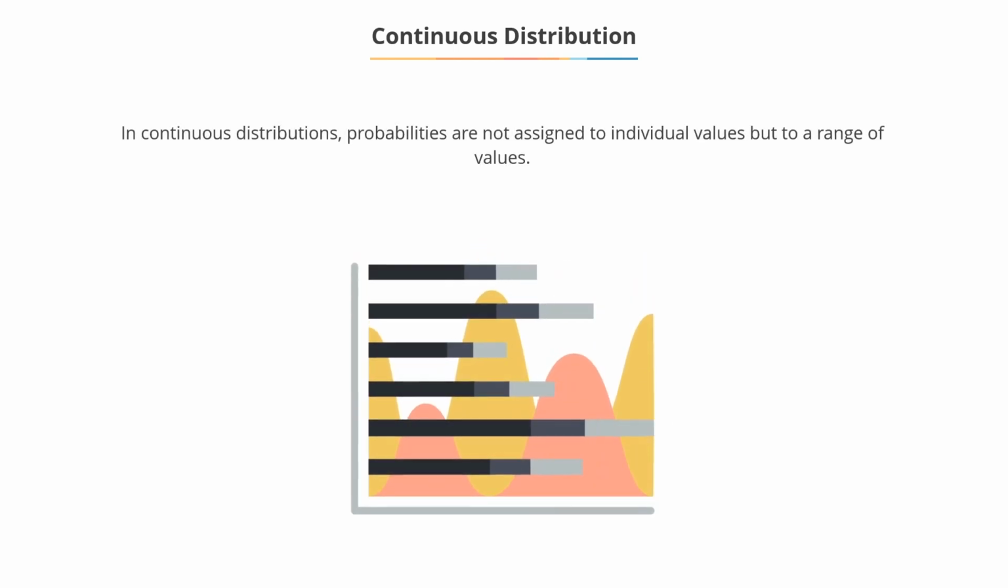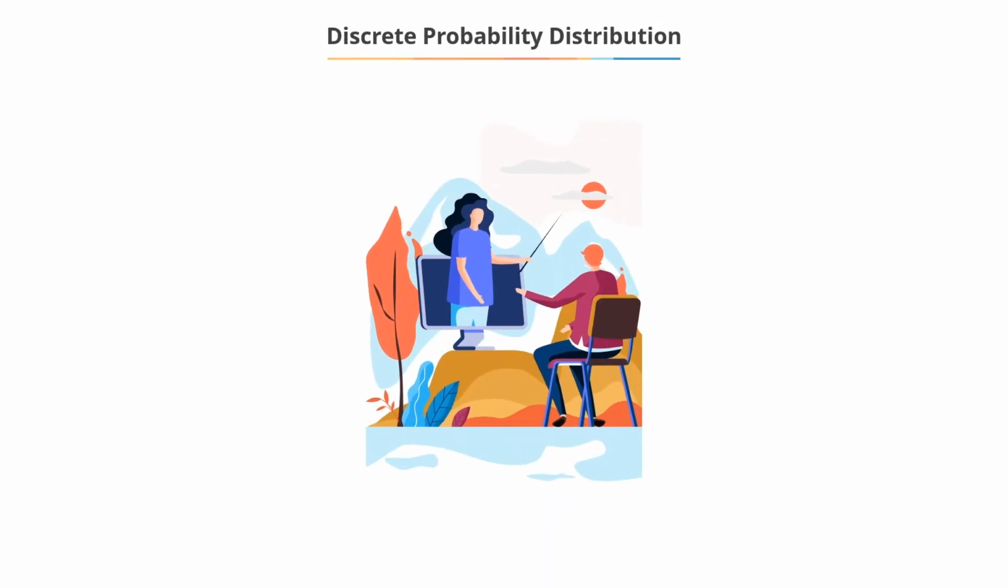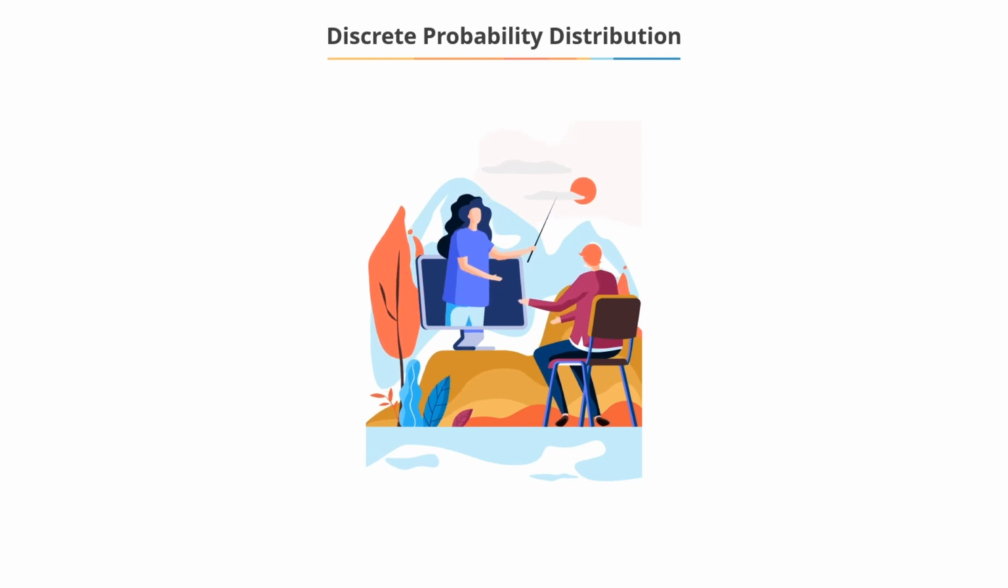In fact, for continuous distributions, probabilities are not assigned to an individual value, but to a range of values. We will explore the commonly used discrete probability distributions further in the next video.